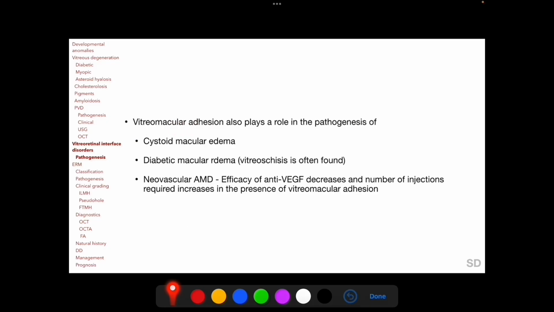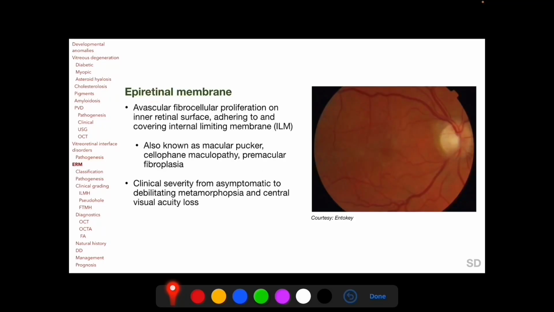Vitreomacular adhesion also plays a role in the pathogenesis of cystoid macular edema, diabetic macular edema, and neovascular age-related macular degeneration. An epiretinal membrane is an avascular fibrocellular proliferation on the inner retinal surface adhering to and covering the internal limiting membrane. It is also known as macular pucker and cellophane maculopathy. Clinical severity can range from being asymptomatic to debilitating metamorphopsia and central visual acuity loss.